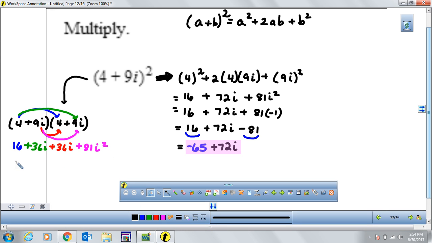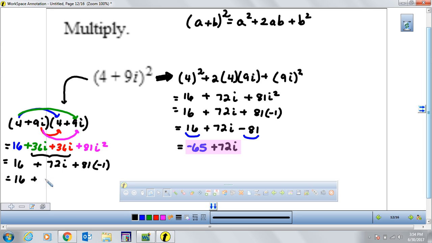And once again, there are two things that we can do. Number one is that we can combine like terms. 36i plus 36i is 72i. And then the i squared, remember, is replaced with a negative 1. Everything else is going to follow the same thing. So 16 plus 72i minus 81. And then we can combine the like terms, which is 16 minus 81, which is negative 65. And then we bring the plus 72i. So a plus bi, and of course, it gives us the exact same thing.